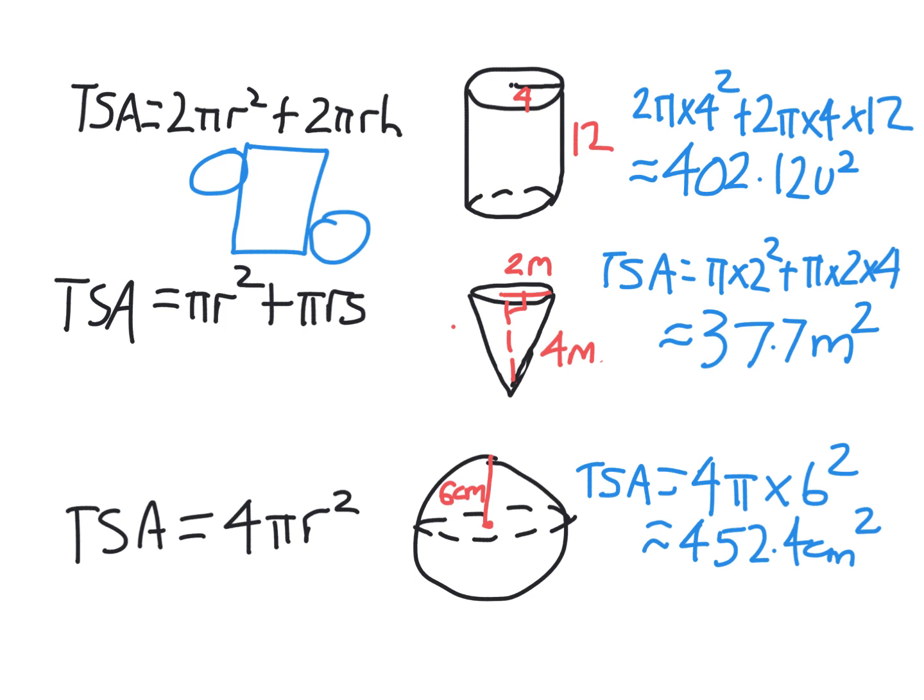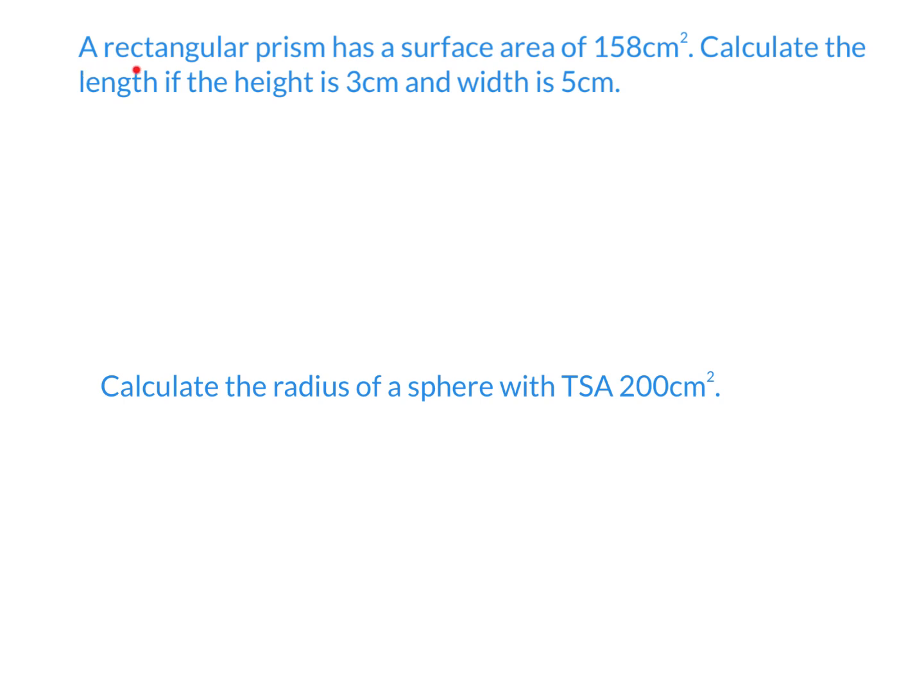All right, let's look now at some harder questions where we're finding side lengths. So let's look at this question. A rectangular prism has surface area 158. Calculate the length if height is 3 and width is 5. So I've previously told you how to approach these questions in which you have to find a dimension, like a side length, from the area, surface area, volume, whatever. The first step is always to write the formula. So the formula for the total surface area of a rectangle is 2LW plus 2LH plus 2WH. So that's the first step.